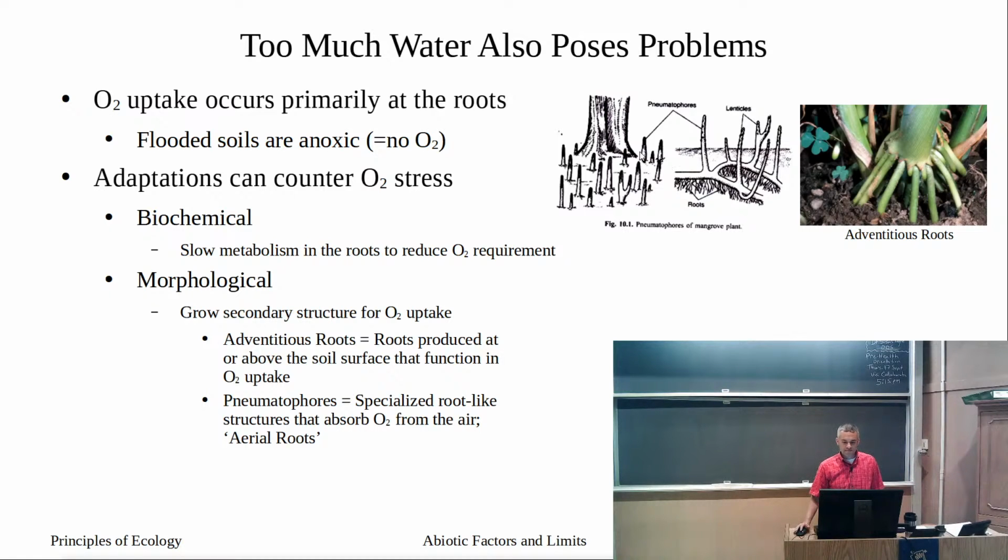Mangrove trees have a slightly different adaptation. So mangroves live in swamp-type areas. All right. They're basically living in water. All right. They're faced with this problem of getting oxygen. So what they've developed are these things called pneumatophores.